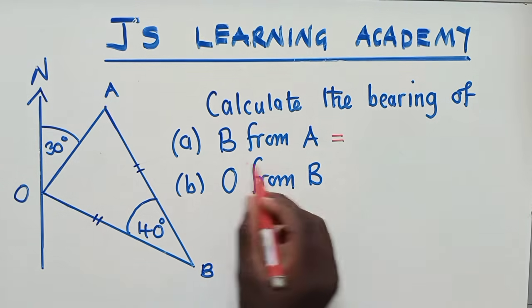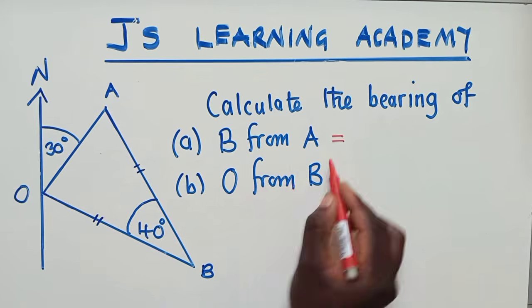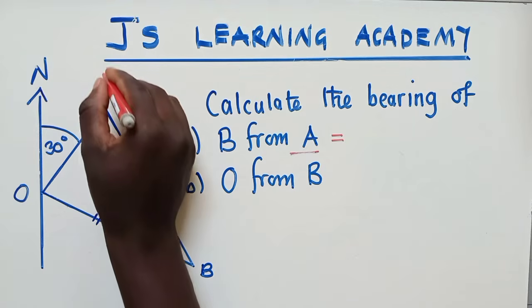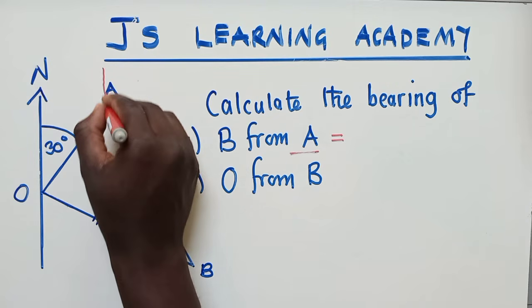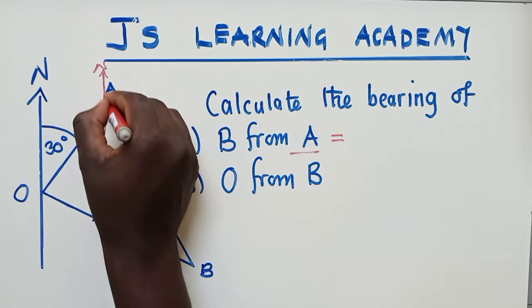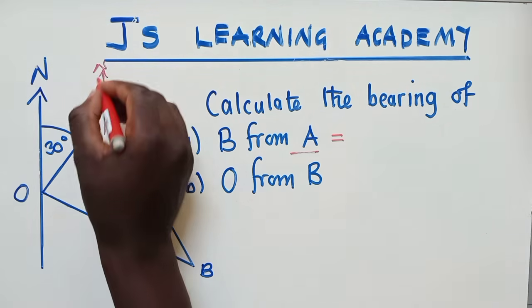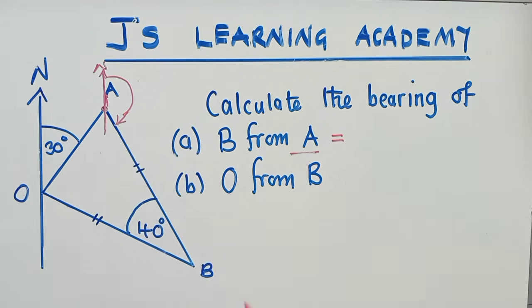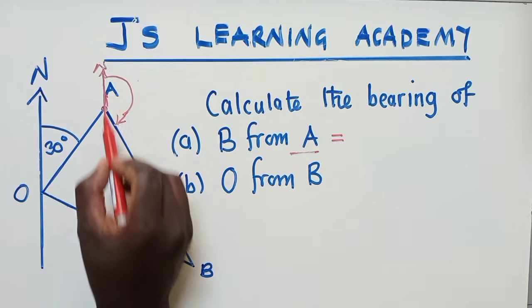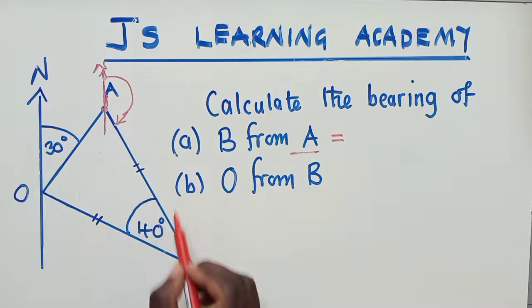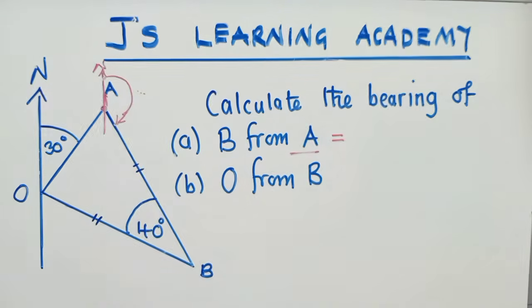This is A, bearing of B from A. So from A, where is A? Is right here. So we come right here and make our north. So this is the north. Okay, so that's what you do from that point, make a north line. So once you make that north line, you start moving, okay, up until you touch the line that is joining B and A, or A and B. So from A, make your north, start from that north, start moving until you touch the line that is joining the 2 points. So this is the angle that we need.